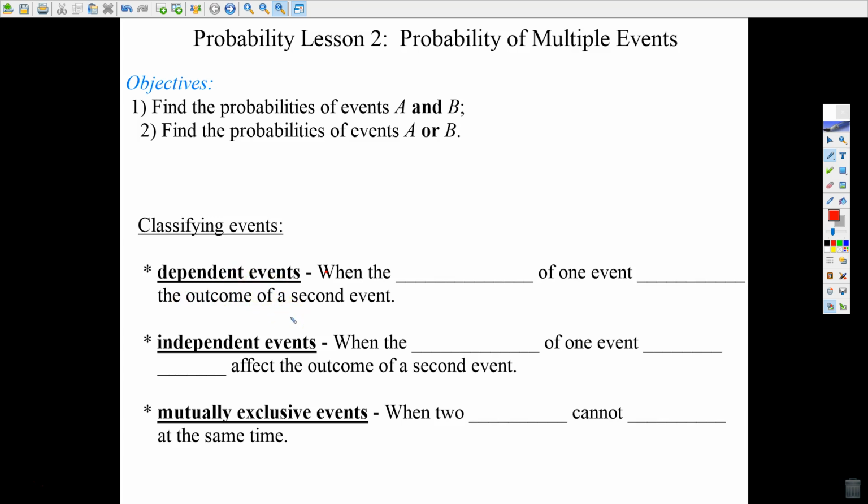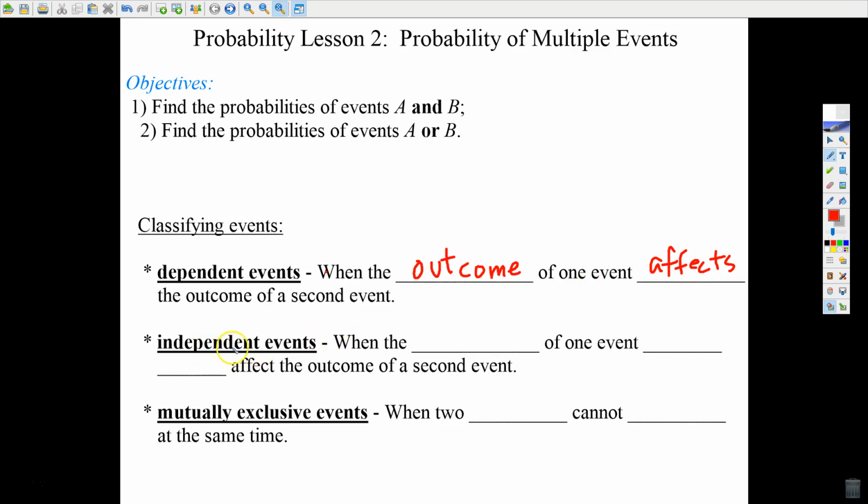We need to understand what we mean by dependent events. And I've just given you some fill-in-the-blank definitions here. Dependent events refers to when the outcome of one event affects the outcome of a second event. And in just a little bit, you're going to get some examples of this, and I think it'll help the definitions to become a little bit more clear. But we have these dependent events where the first outcome affects the second.